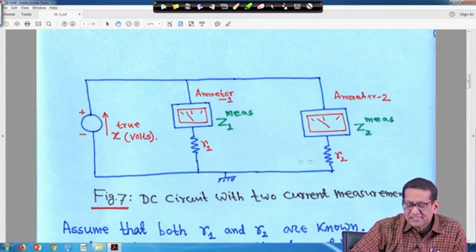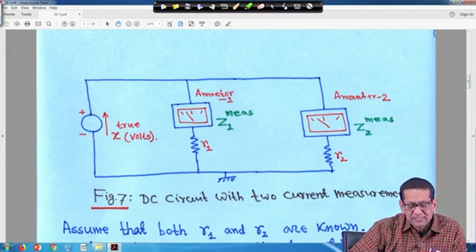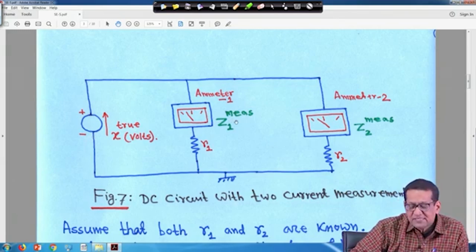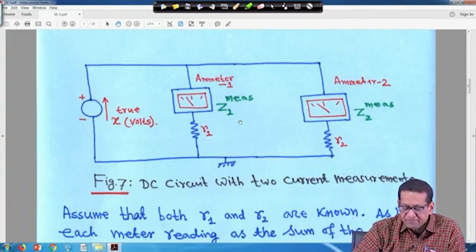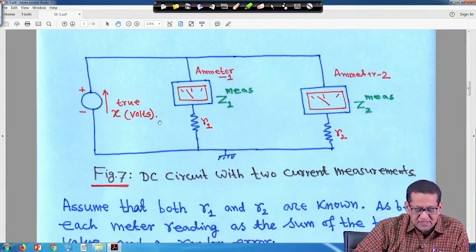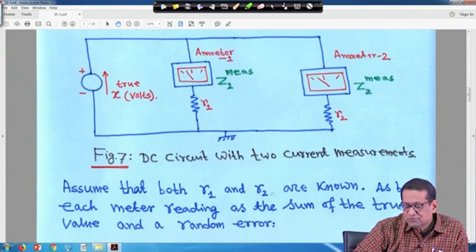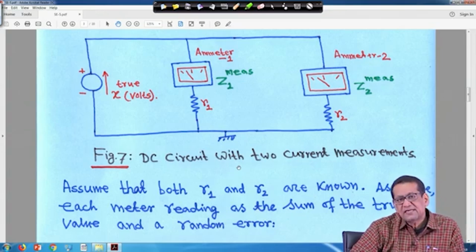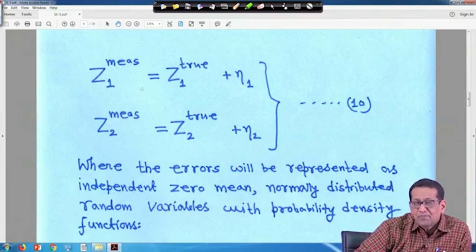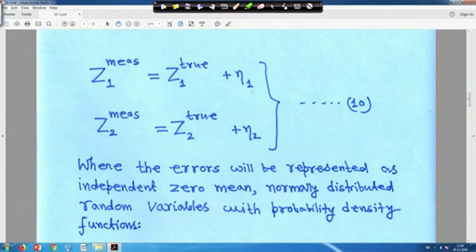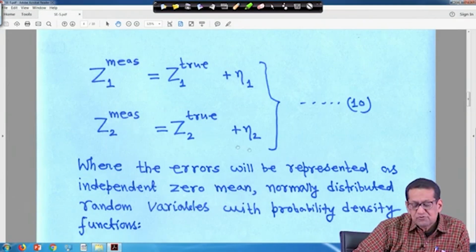So, it is a simple parallel circuit. Two resistors are connected in parallel, and across that a voltage source is there. That means all 3 quantities are in parallel, and these 2 ammeters measure Z1 measure and Z2 measure, the current flowing through them. So, it is a simple DC circuit. Now, assume that both R1 and R2 are known as before, with each meter reading as the sum of the true value and a random error. From the same procedure, Z1 measure will be equal to Z1 true plus zeta 1, and Z2 measure will be Z2 true plus zeta 2.